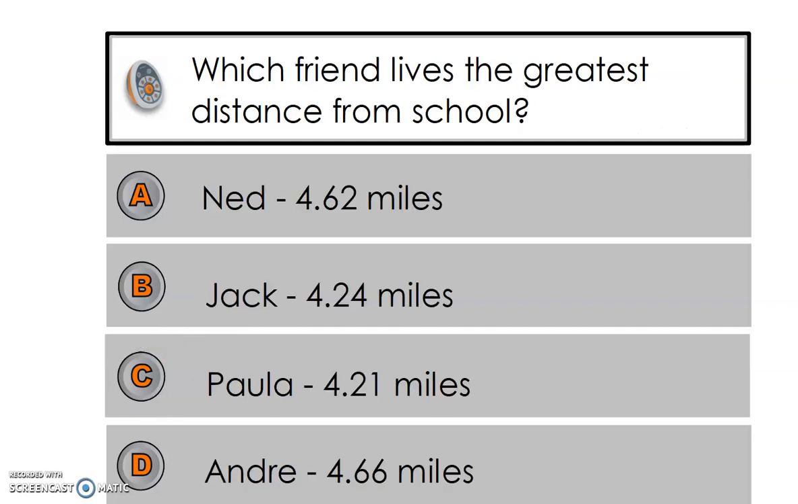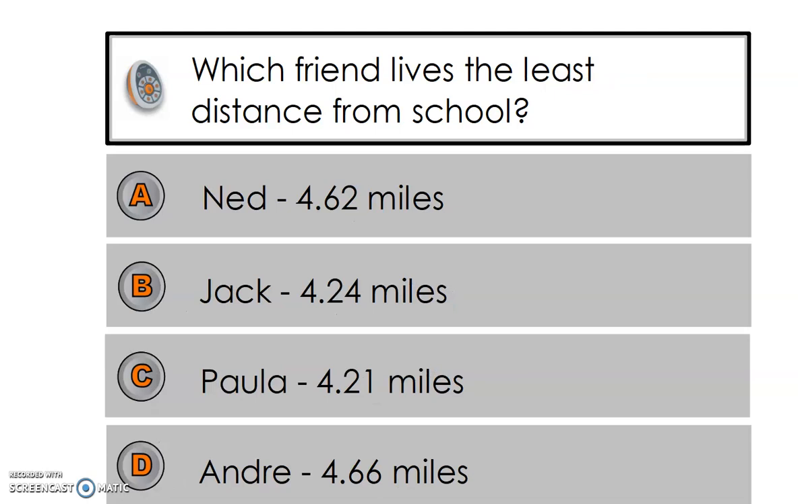Which friend lives the greatest distance from school? Pick your answer. The greatest distance would be the furthest one away, so the biggest number. So I'm looking at the ones, they're the same. I look at the tenths. Ooh, I have different answers. I have 2 6s and 2 2s, so I can trash those and try Ned or Andre. Well, I go to the hundredths. 2 is less than 6, so the greatest would be Andre.